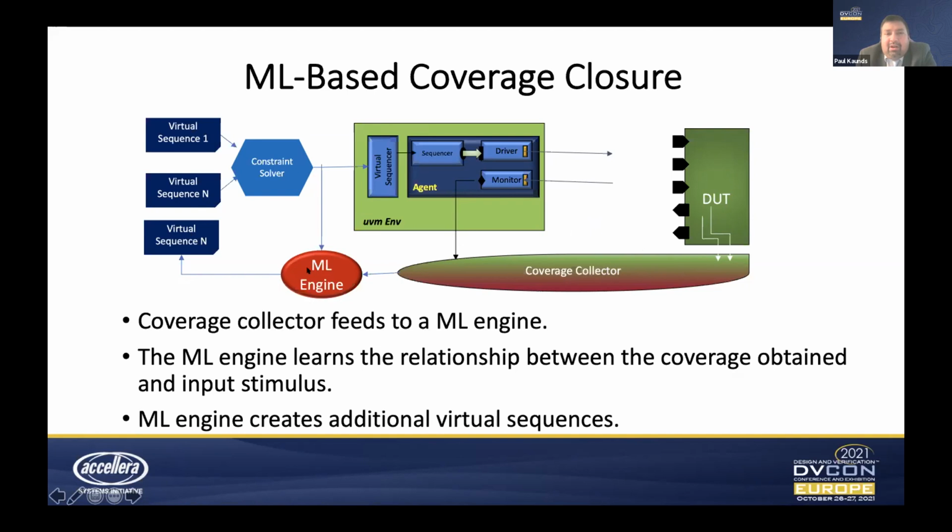And this, combined with the algorithms, creates different constraints for the next set of stimulus, which goes into the agents and then into the DUT. So this is the feedback loop that we are going to focus on. And this has helped a lot in achieving functional coverage closure faster. It will also help ensure that we are not running the same seeds, same scenarios, same focus areas again and again. So this is the relationship: the ML engine is the relationship between the coverage obtained and the input stimulus.